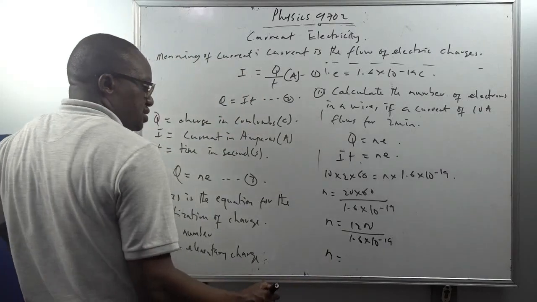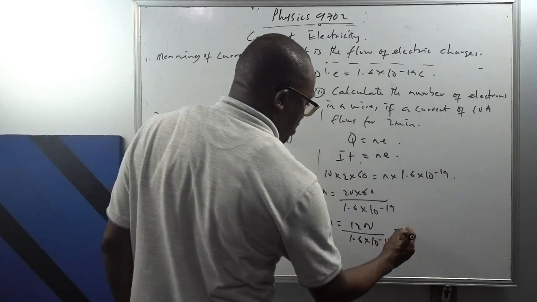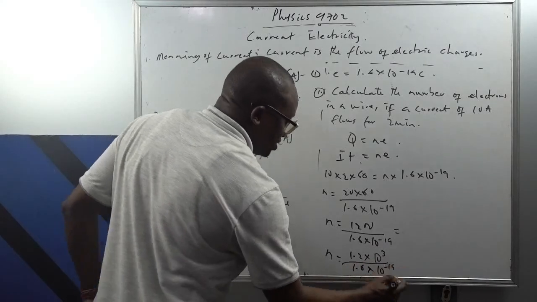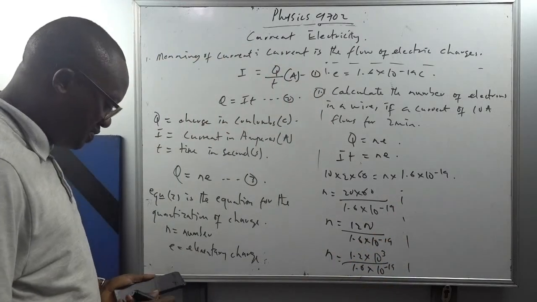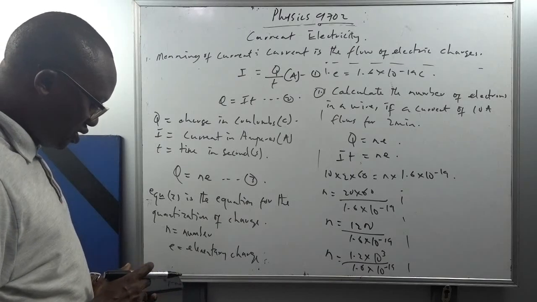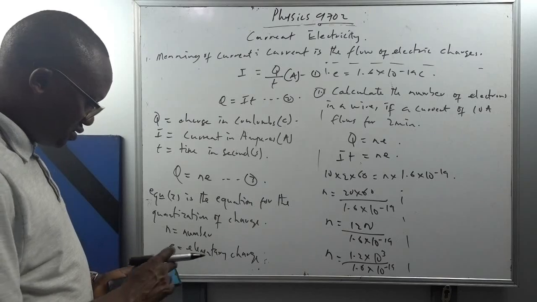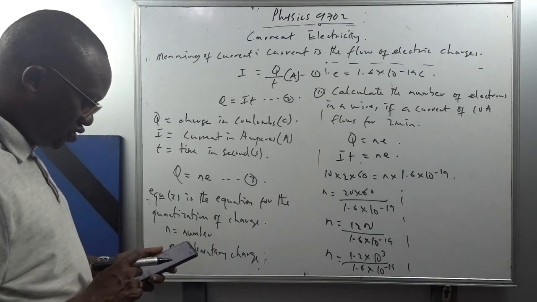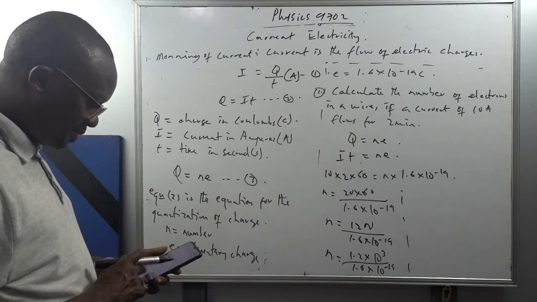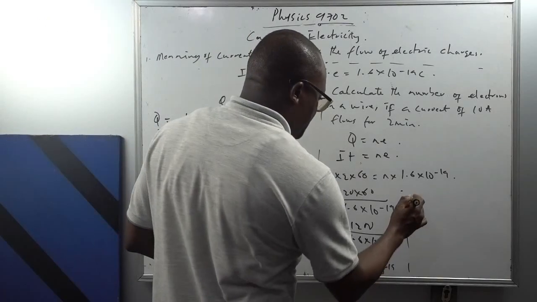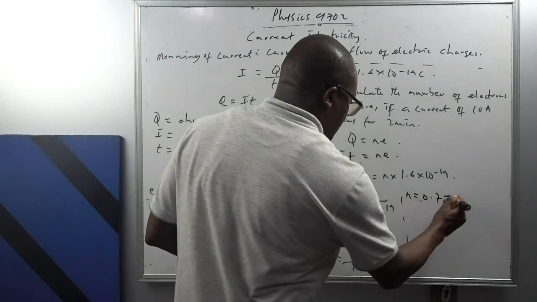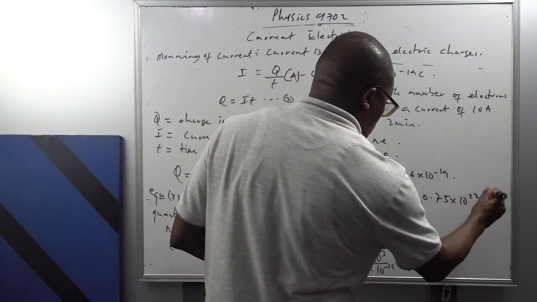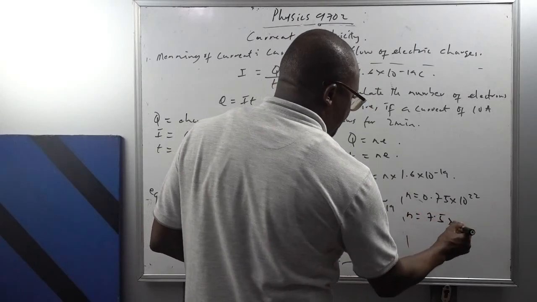When you do that, you will easily know that this is 1.2. So let us play with mathematics here. This becomes 1.2 times 10 power 3 over 1.6 times 10 power minus 19. You are basically learning that. So let's play with the numbers. This becomes 0.75. So n is equal to 0.75 times 10 raised to power 22. So this becomes 7.5 times 10 raised to power 21.